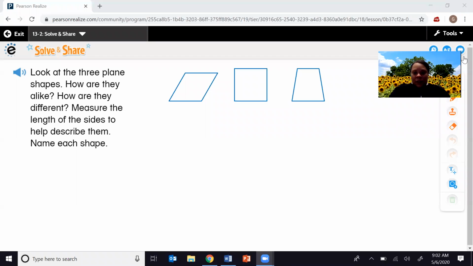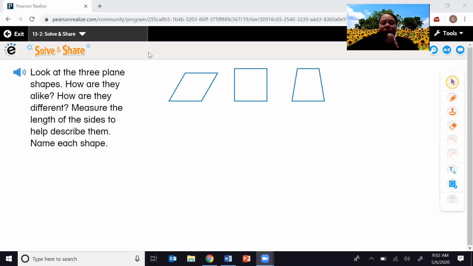All right, today's solve and share says, look at the three plane shapes. How are they alike? How are they different? Measure the length of each side to help describe them. Let's see, and it says to name each shape.